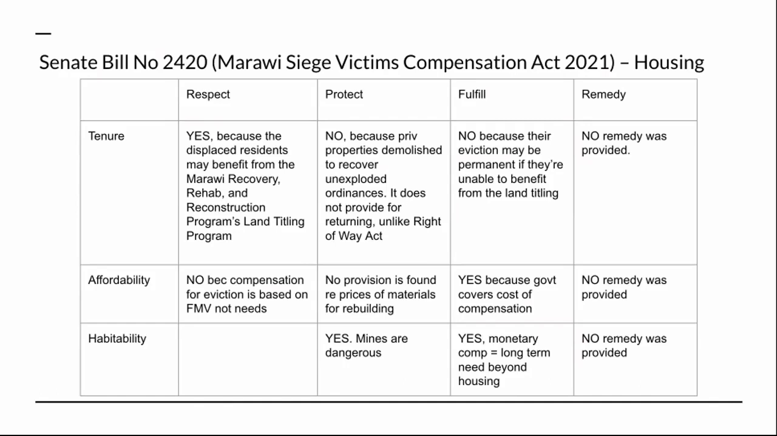In terms of fulfillment, my group mates also said no because their eviction may be permanent if they are unable to benefit from the land titling. And if they're evicted, no remedy was provided. And they just did this again and again for affordability and habitability as well. Affordability, no, because compensation for eviction is based on the fair market value and not the needs of the people. That's what my classmates said.